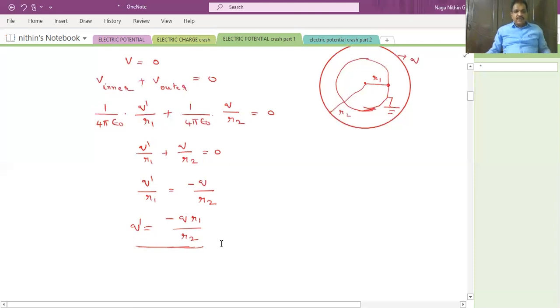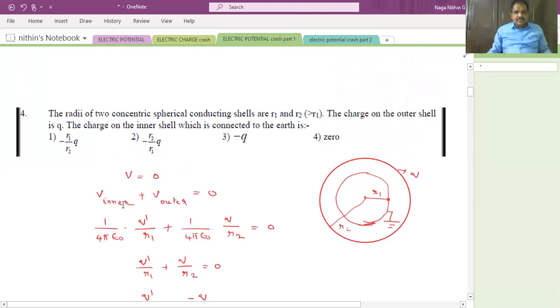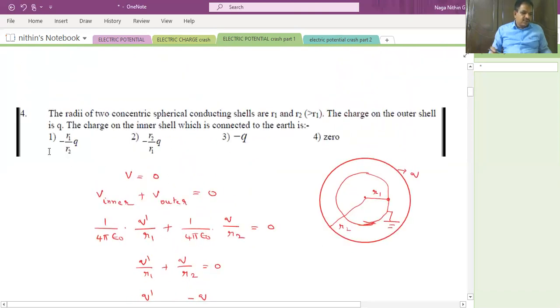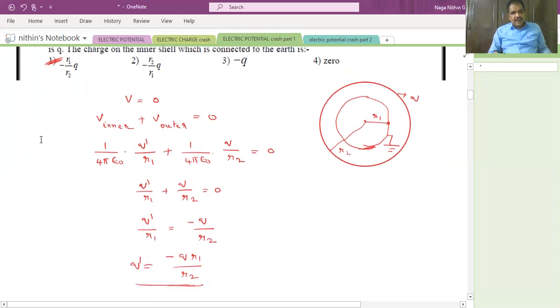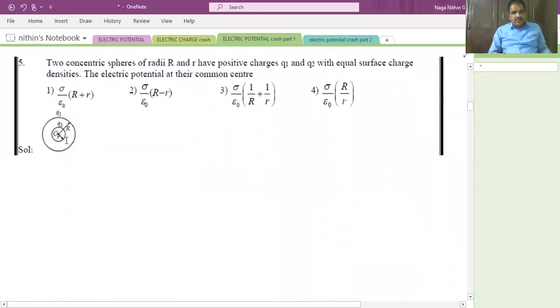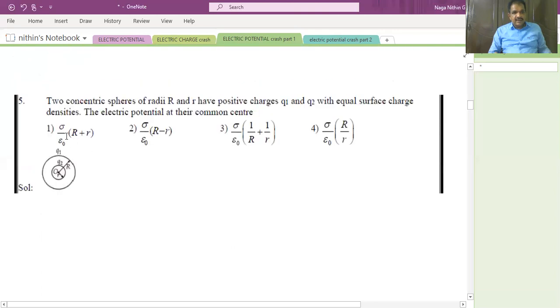So what is the option for this, it is minus R1 by R2 into Q. So fourth question, it will be first option. Okay, this is the answer for it. Okay, for each question solutions are there. Already I provided the solutions for each question. For tough questions, I am discussing once again, feeling that you people may not understand like that.